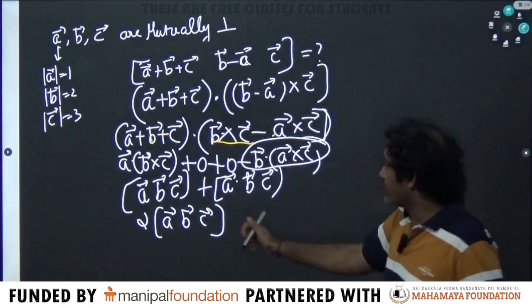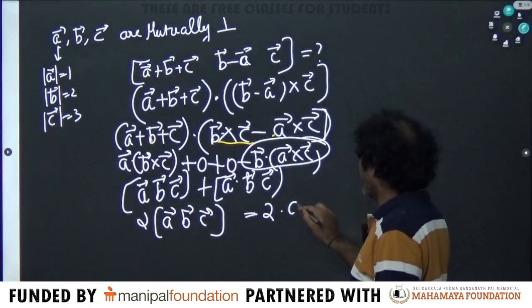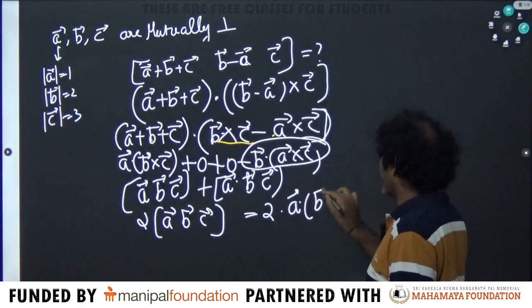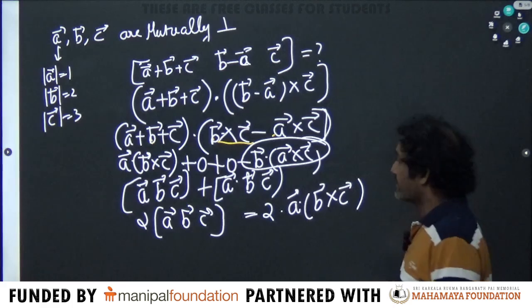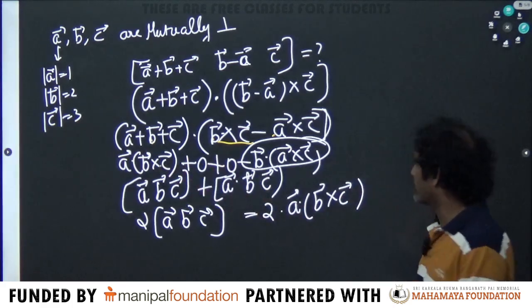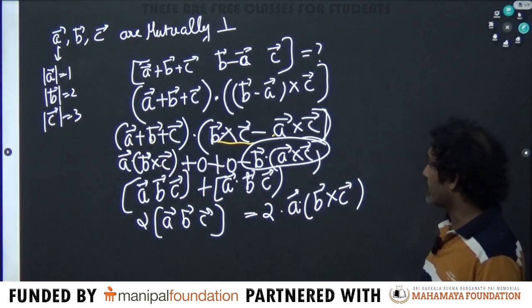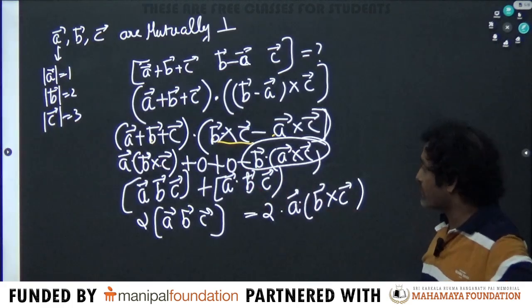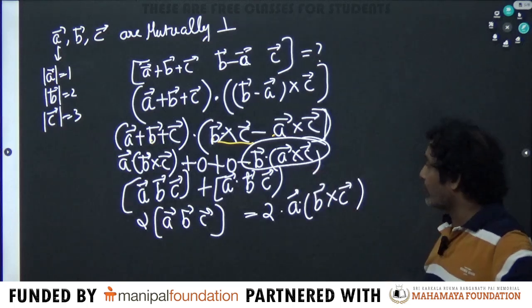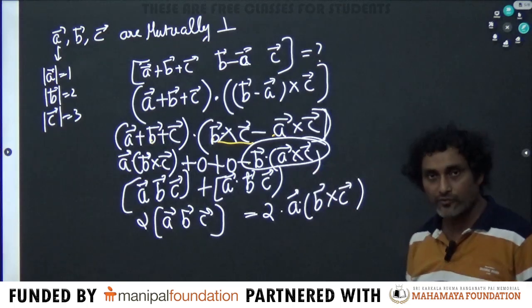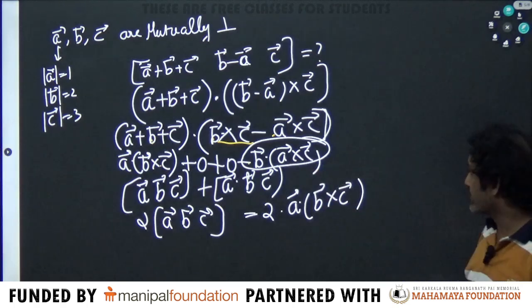Is that okay? Can you do this? 2 into A vector dot B vector cross C vector. Same thing, okay? ಇದನ್ನೇ ಪುನಃ ಬರೆದದ್ದು. So what I meant to tell is A dot B cross C is same as negative of B dot A cross C. ಹೇಗೆ ಅಂತ I want you to find. There are rules. Is that okay?